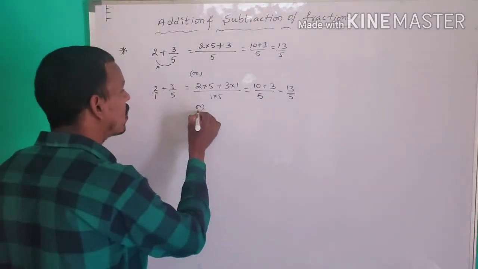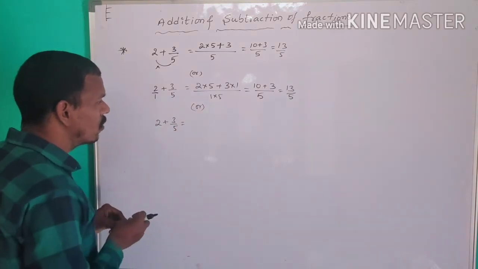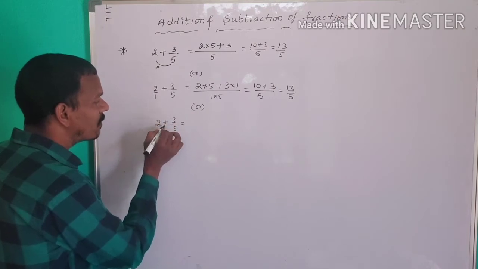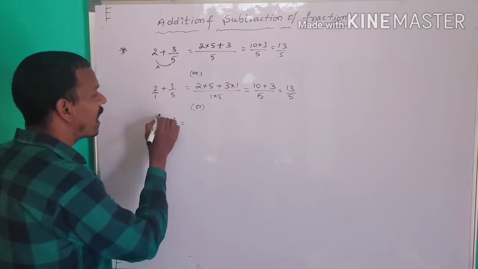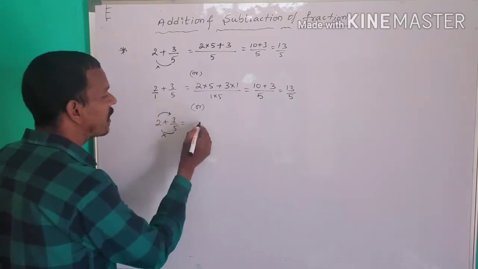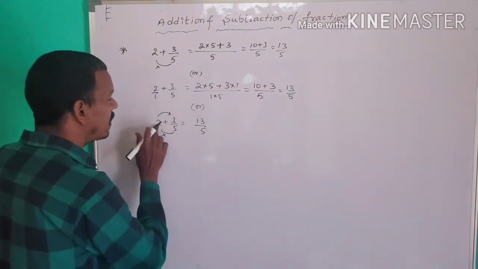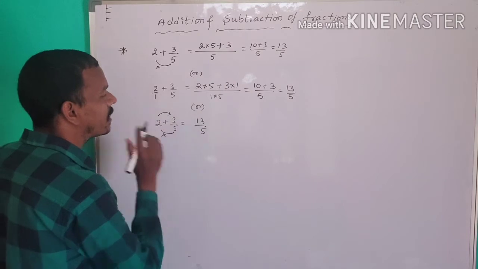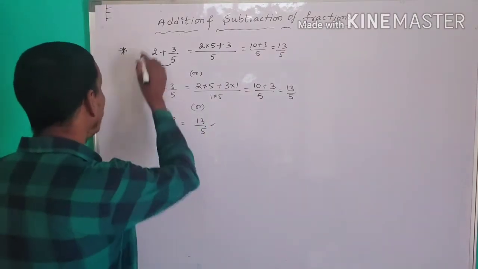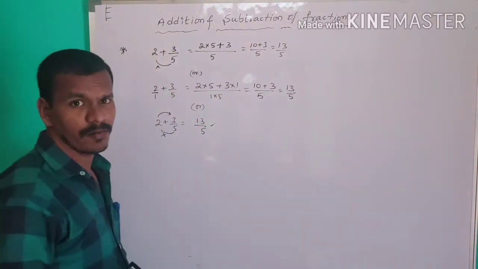Now directly we can also write 2 plus 3 by 5. Here, these two are multiplying, and that result is added to the number. 2 fives are 10, 10 plus 3 is 13, so 13 by 5 directly. So orally we can find the answer. Like that we can solve a number and a fraction.